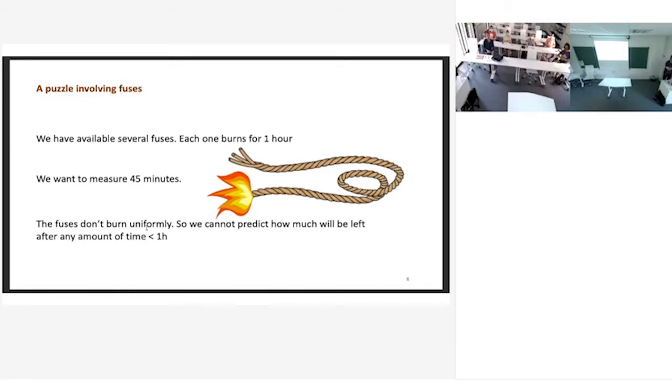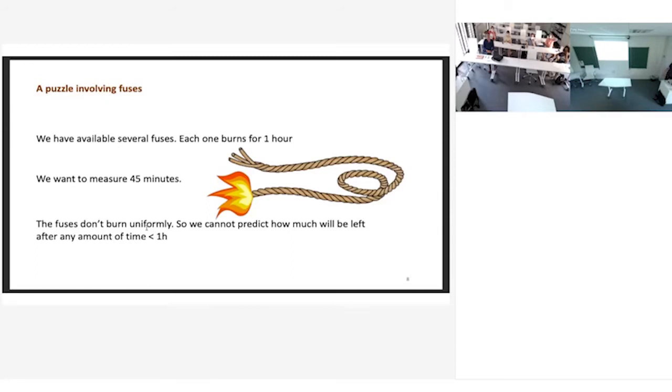So this is some famous puzzle involving fuses. You have a bunch of fuses, each of which can burn for 1 hour, and you want to measure 45 minutes. So you cannot cut the fuses, and you cannot put marks on them or measure them because they don't burn uniformly.